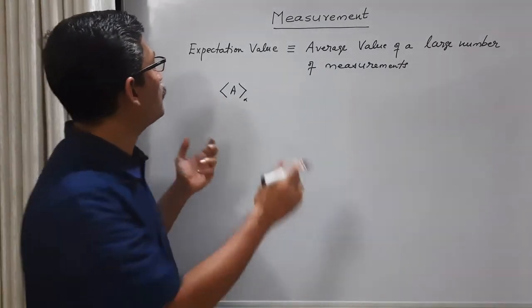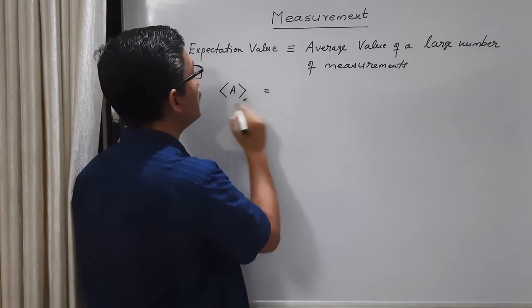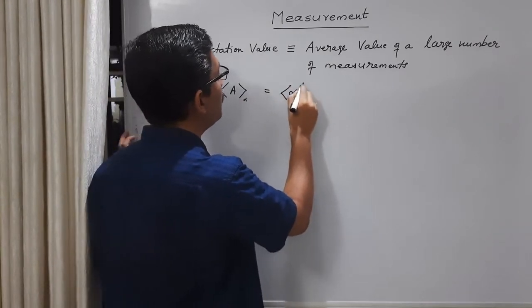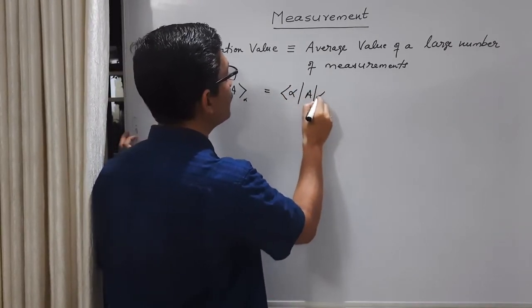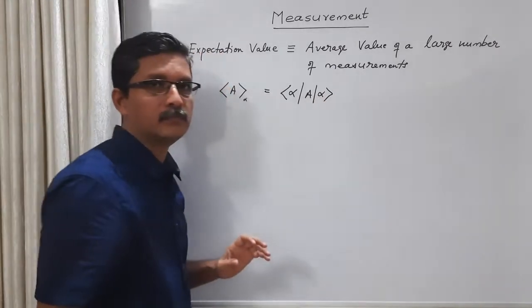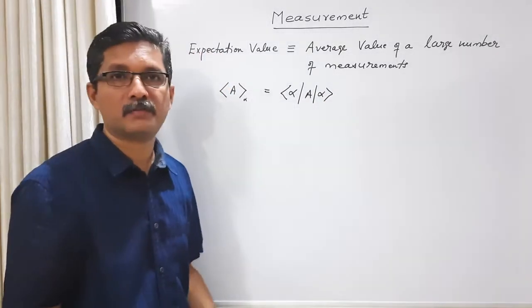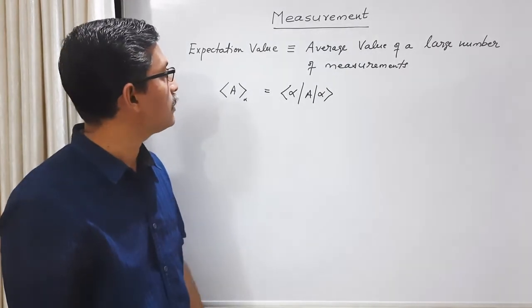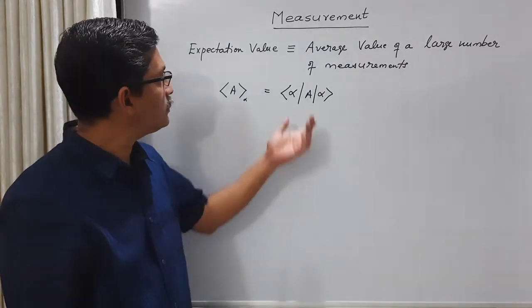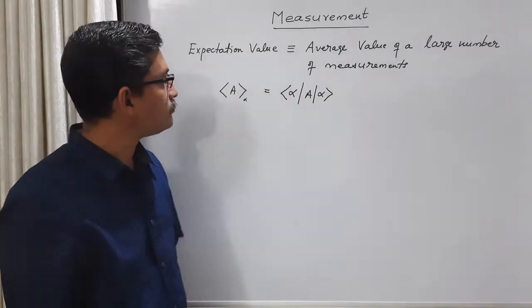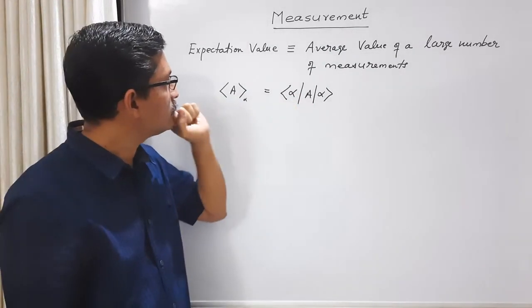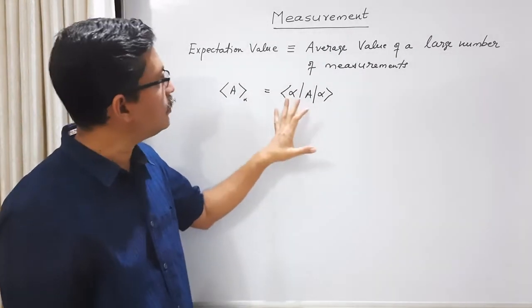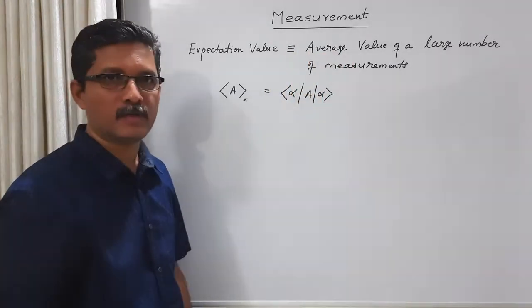And okay, how do we define it? It is defined as bra vector alpha, operator A, ket vector alpha. This is the definition of the expectation value of an operator, or of a physical quantity. Now this looks very unfamiliar, or this doesn't look like an average of a large number of measurements.